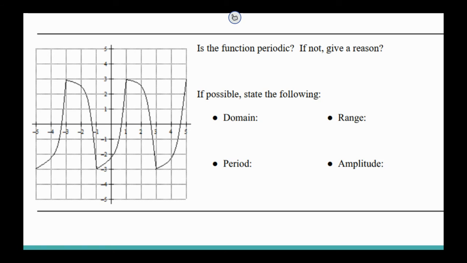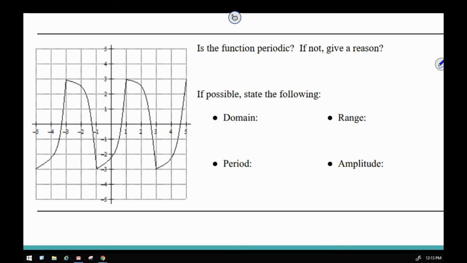Okay, so on this first one, we're trying to determine if the function is periodic, and if not, we want to give a reason. Remember that periodic means that it repeats every few x values, right? Does that happen on this one? It does. So I'm going to take this marker, and I'm going to trace one period, or one cycle of this weird function.